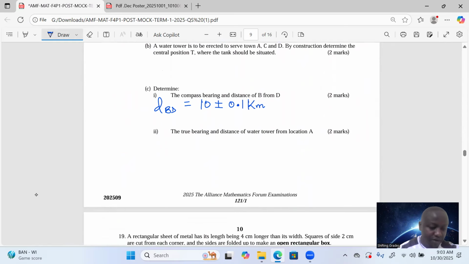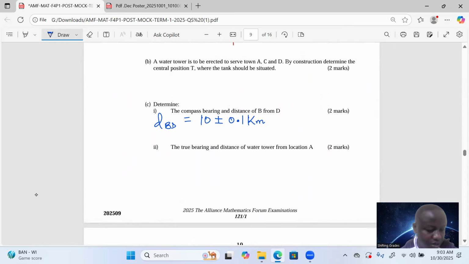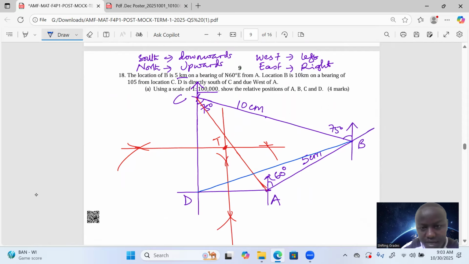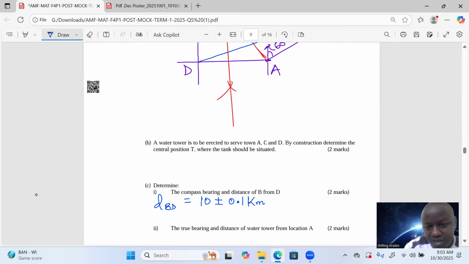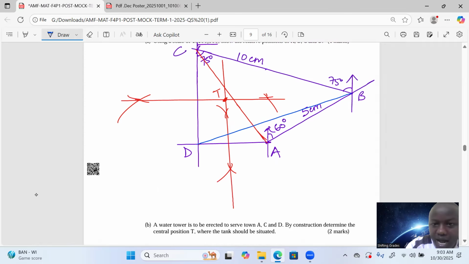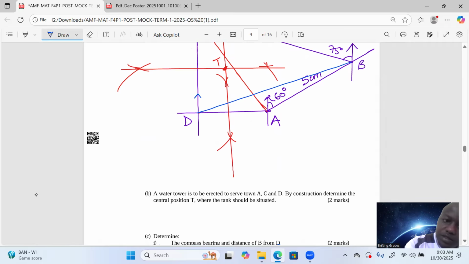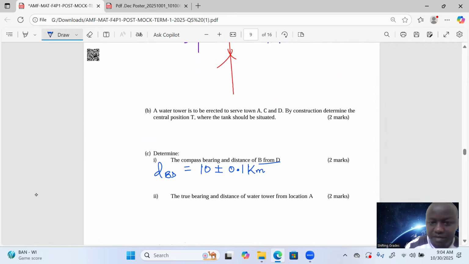Then what about the bearing? We need the bearing of B from D. While at D, how do we access B? The angle should be from the north. You now measure this one, which is 75 degrees. That is the only acute angle connecting them, because if we measure from the south, it shall not be acute. It shall be greater than 90. So this is 75 from the north towards the east.